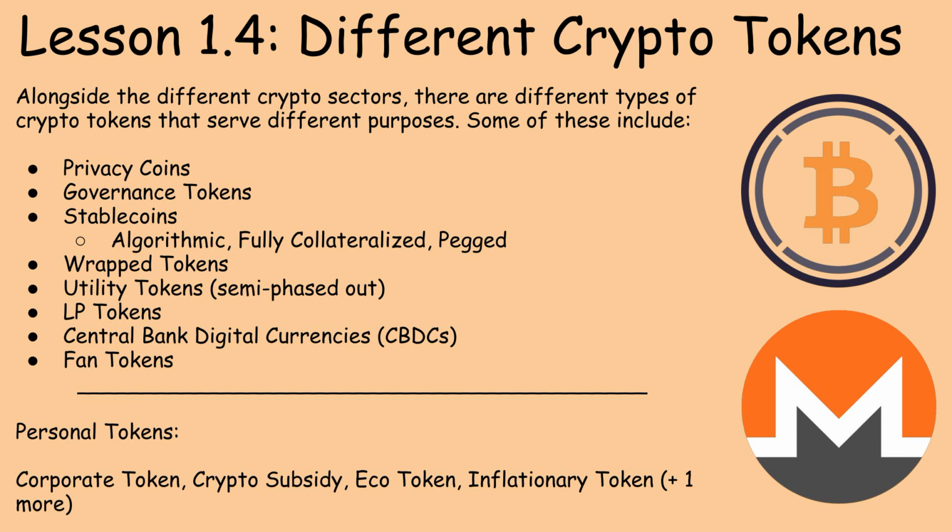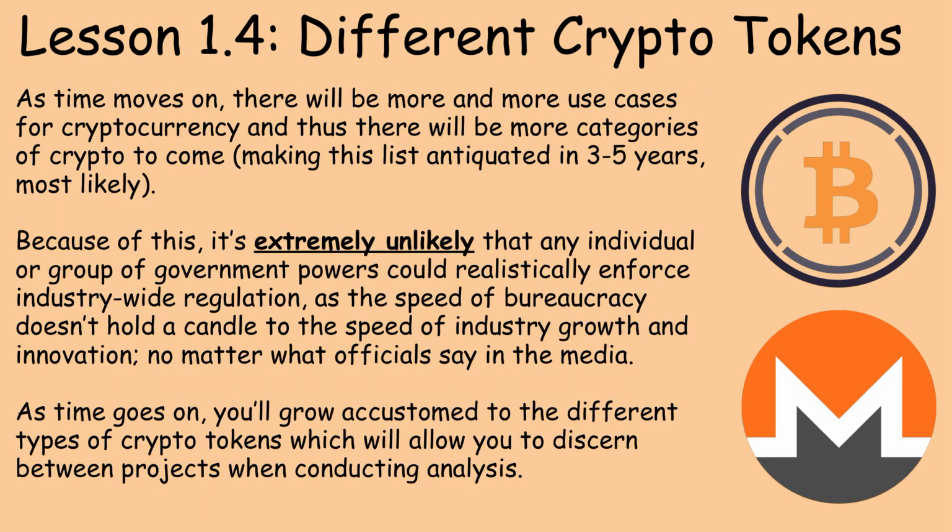But at the bottom here, you can see the ones that I personally made up, which is the corporate token, which is what Watch to Earn is, the crypto subsidy, which I've yet to explain, eco token, inflationary token. All three I've yet to announce personally on this channel, but I've had these for some time now. And there's one more, which I mentioned in a previous video, but I want to still kind of keep that in the tuck until I get the financial capital to act on it. But yeah, so you'll see that, sorry, I forgot that I wrote that right here.